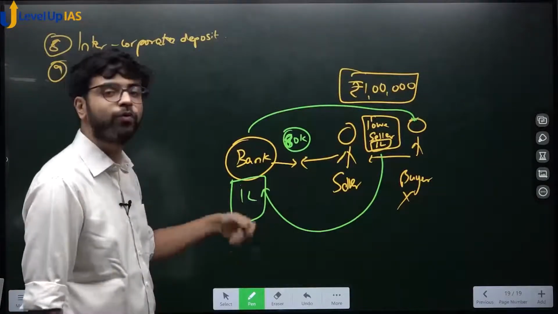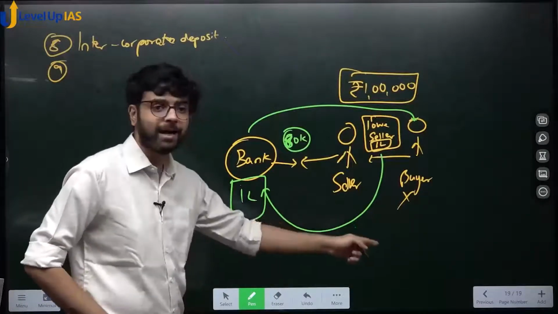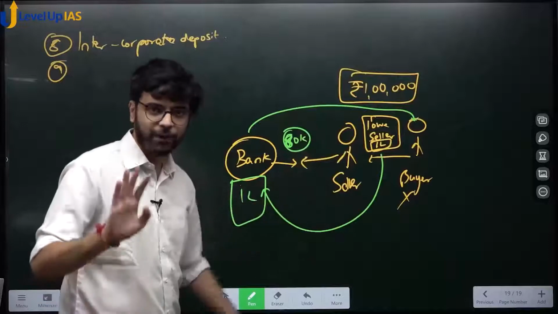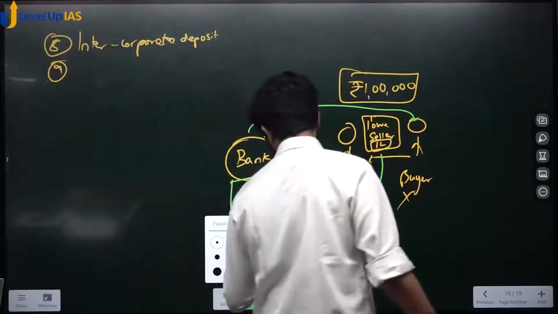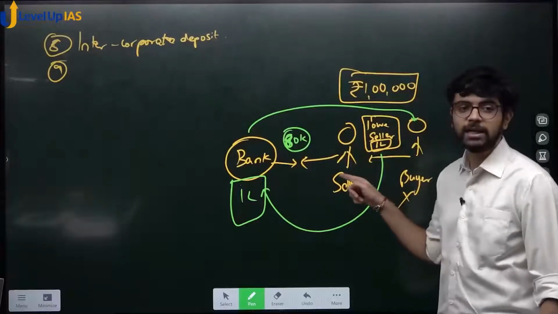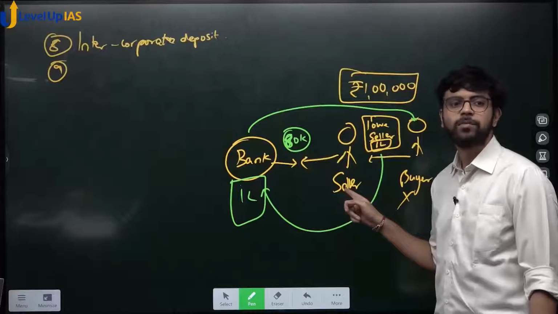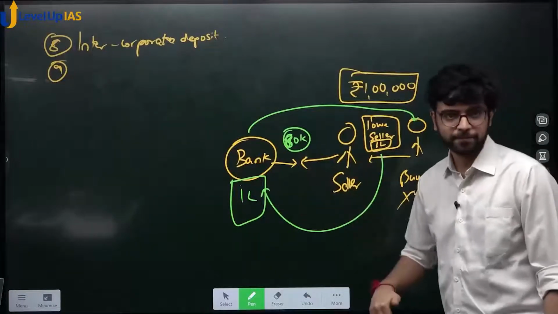After 6 months, who will collect money from whom? The bank will collect money from the buyer. The seller is out of the picture. Are you getting this? This act is known as, so, did the seller get the full 1 lakh or less than 1 lakh? Less than. Why? Because of the 6 months period.